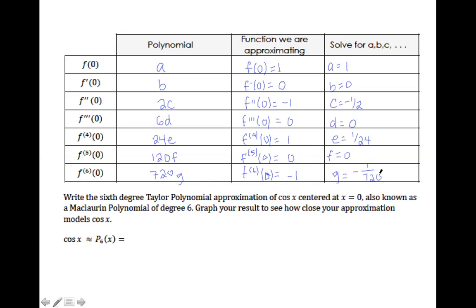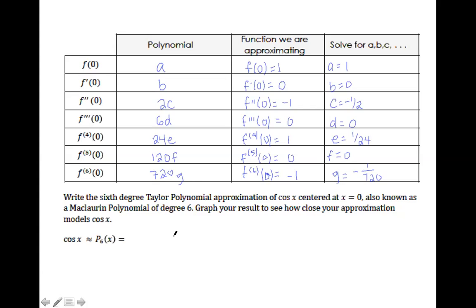All right, so now it says, write a sixth-degree Taylor polynomial approximation for cosine of x centered at 0, also known as a Maclaurin polynomial of degree 6. So when you have it centered at 0, a Taylor polynomial turns into a Maclaurin polynomial. And these are both named after mathematicians. You can read about them in your calc book.